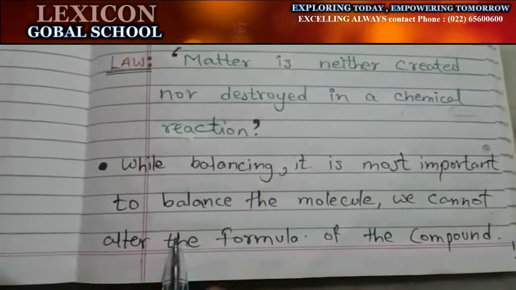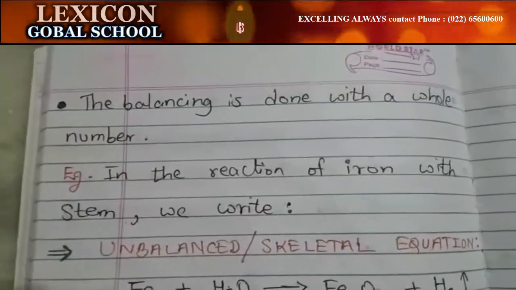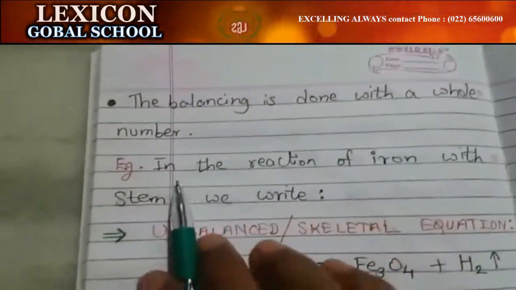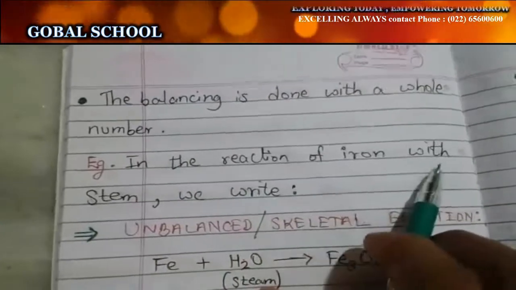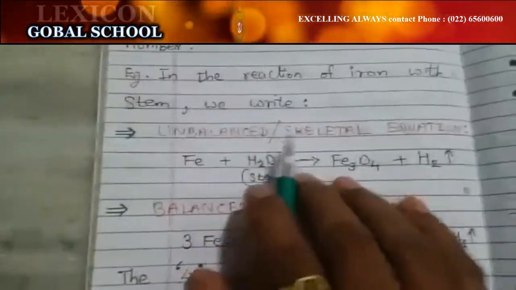We cannot alter the formula of a compound. The balancing is done with whole numbers. Example: the reaction of iron with steam. With steam, we write the unbalanced skeletal equation.